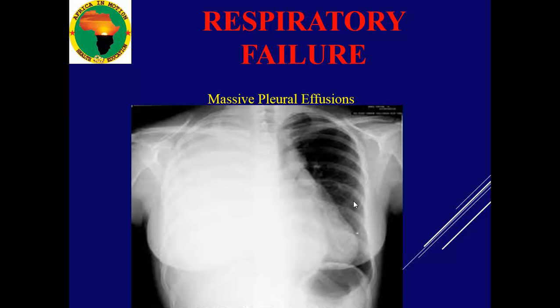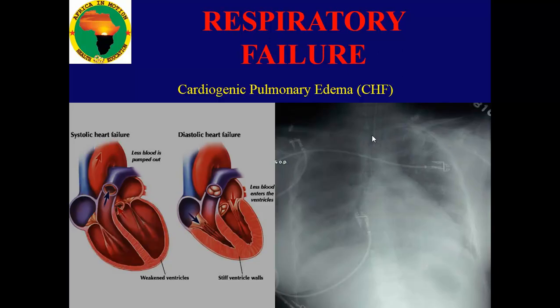Now, this major situation of massive pleural effusion: if the lungs are full of fluid like this, in the pleural space, the membrane that covers the lung, it can suffocate the patient. Now, you can have cardiogenic pulmonary edema, like in the case of congestive heart failure. It can be either due to the muscle of the heart being weak, or a muscle that is stiff. Okay, both of them can cause problems in the lung.